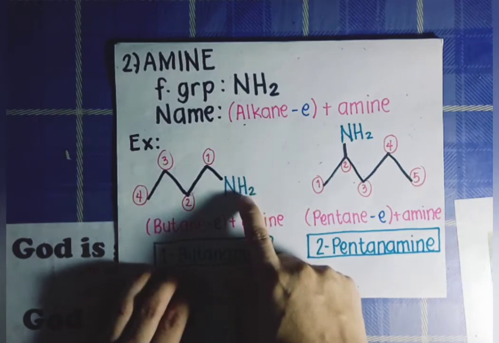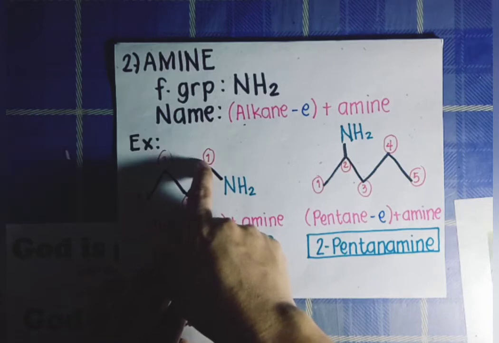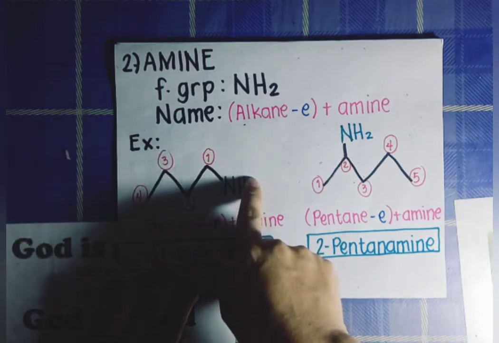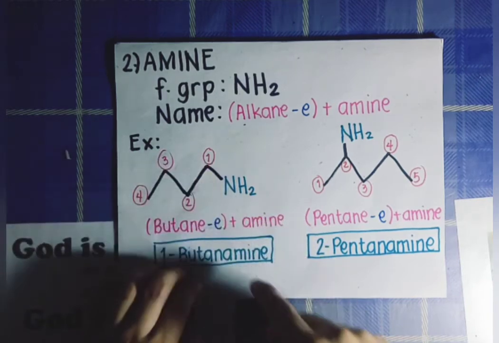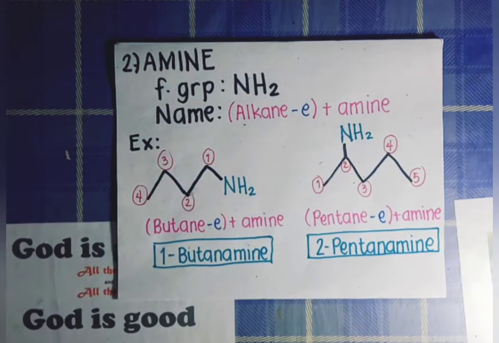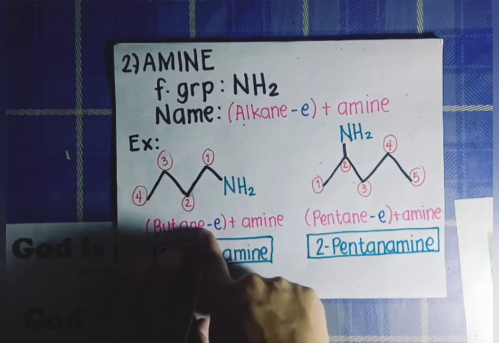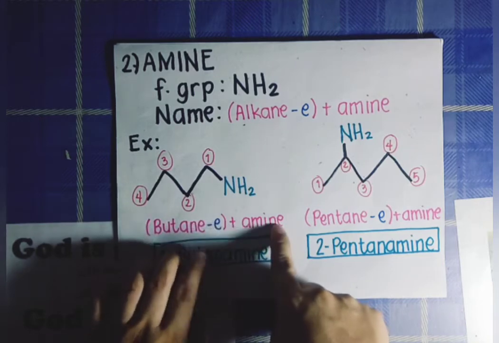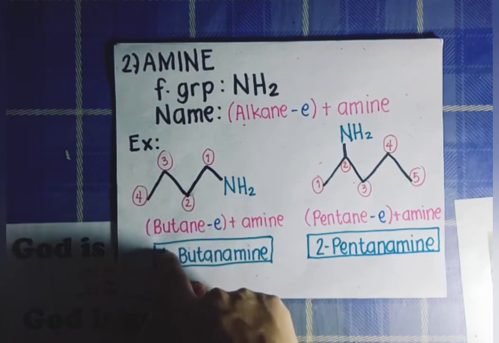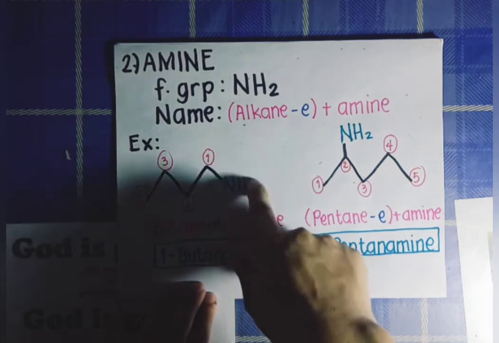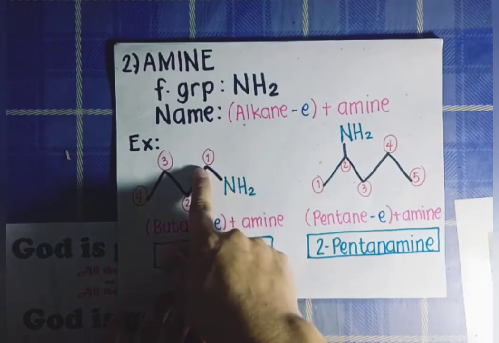Okay, our carbon number 1 here will be this one, because this terminal side is the one nearest to our amine group. And we have here carbon number 4. So we have 4 carbon atoms, therefore our parent chain here is butane minus E. We are just going to eliminate the last E in butane, plus amine. And therefore, the name of this compound is 1-butanamine. 1, because our NH2, our amine group here, is located at carbon number 1.